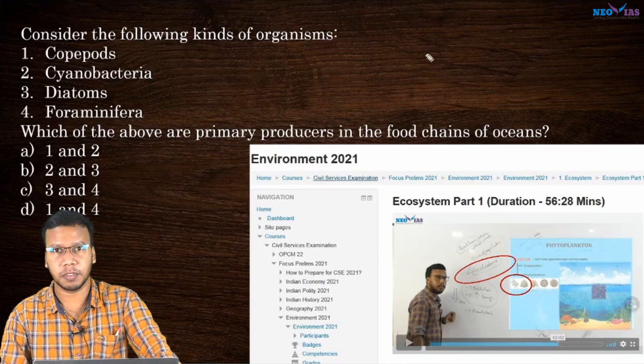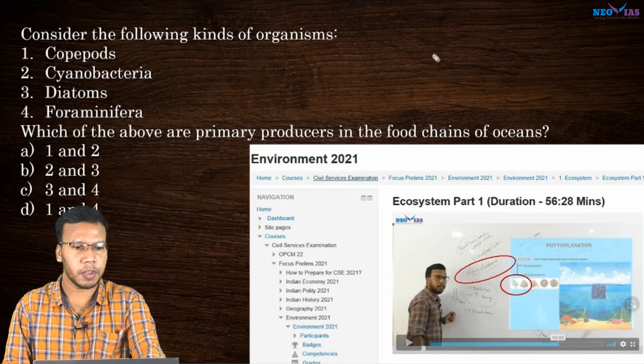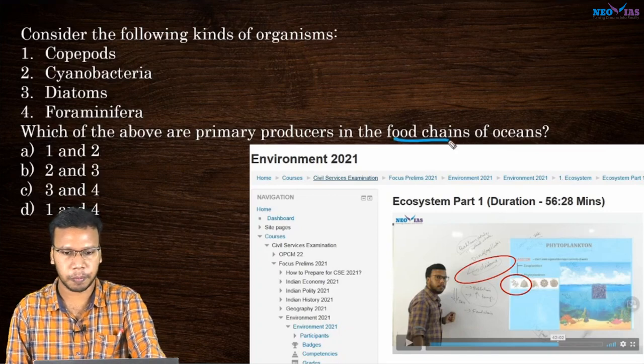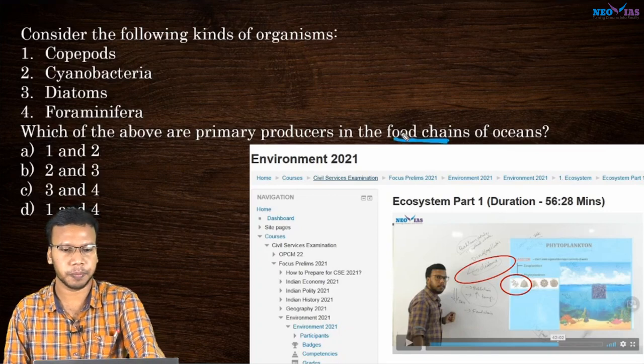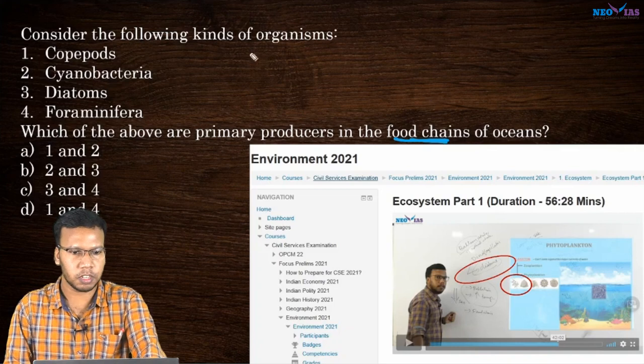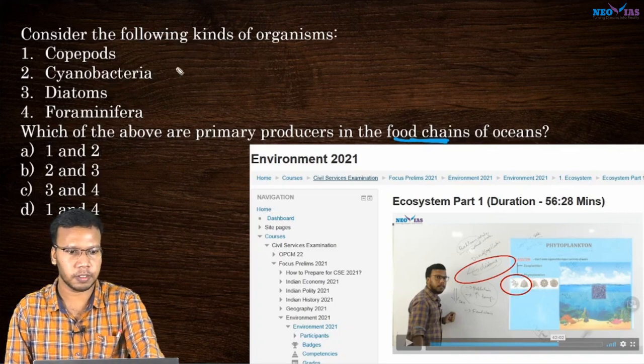Let us discuss some environment science questions from your prelims 2021 examination. Now here we have a question from the food chain. Consider the following kinds of organisms: copepods, cyanobacteria, diatoms, foraminifera. Which of the above are primary producers in the food chains of oceans?